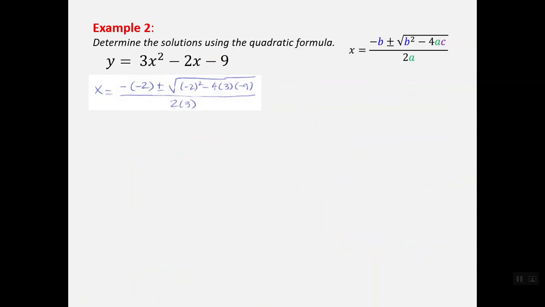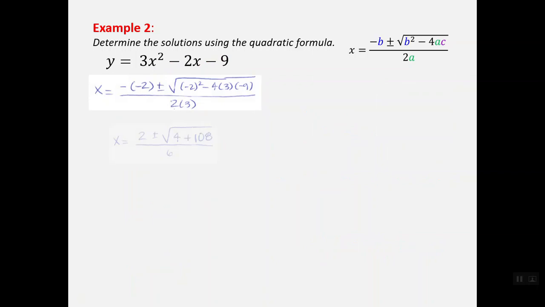We're going to put a big square root symbol. And under that, we're going to put b squared. So I'm going to put a set of parentheses, squared, and inside that is the b value, which is negative 2. Then my formula says minus 4 times the a value, which is 3, times the c value, which is negative 9, all over 2 times the a value, which is 3. So that's our formula. Now it's time to simplify.